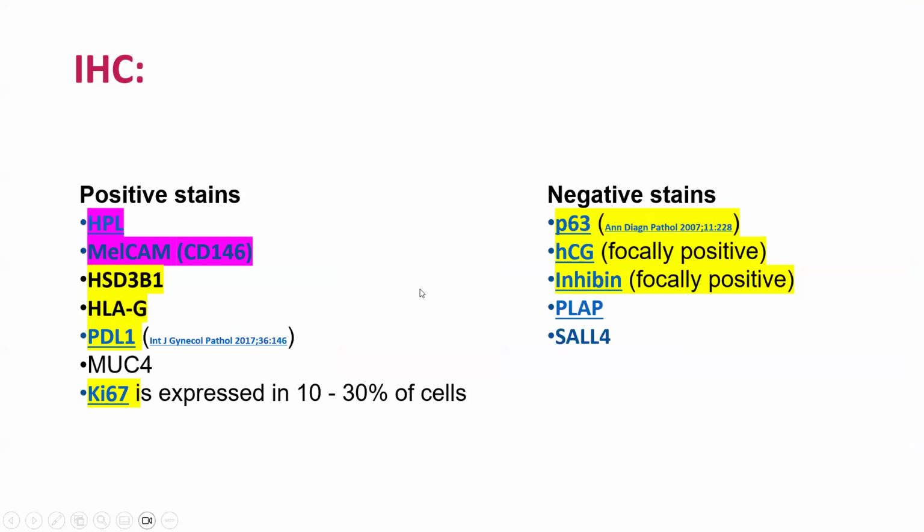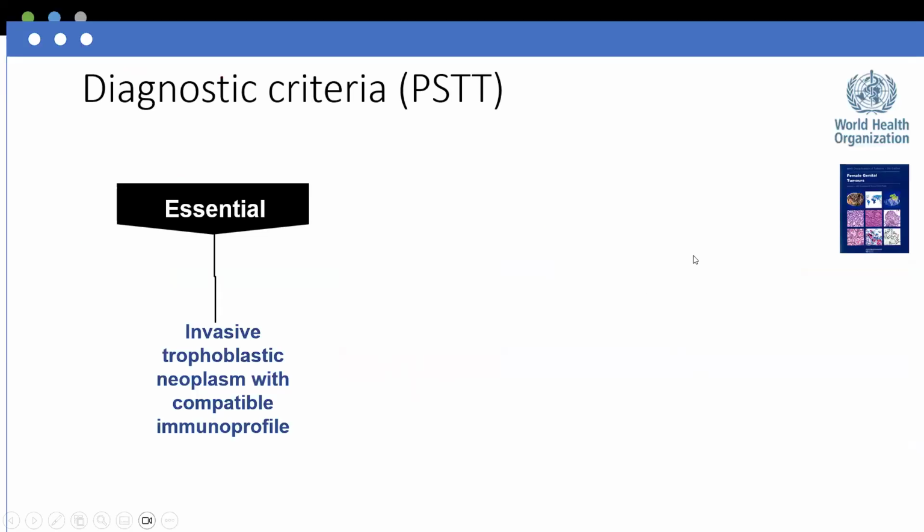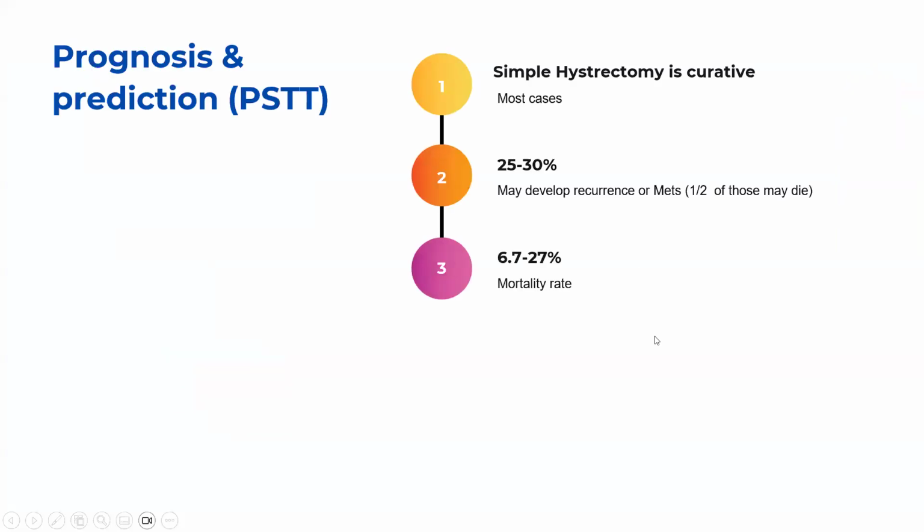What about the immunohistochemistry? We have, again, a long panel. We can go for the HPL and the MelCAM. They are both positive in this type of intermediate trophoblasts. We can go for the PDL1, but this is for therapeutic purposes rather than diagnostic, and most important, we use the Ki67 to detect that it is a placenta-site trophoblastic tumor, not the benign counterpart. You can use the P63 and the HCG again to exclude the other differential diagnoses, as we have said. So what's really diagnostic is the invasive trophoblastic neoplasm with a compatible immunoprofile.